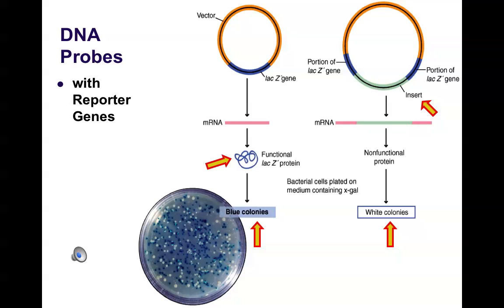So simply looking at the agar plate, we can see the color of the colonies, see easily where we find colonies that will have DNA inserted into the gene, or sort of the reporter gene, that we're looking for. So it's very easy to essentially pick out the colonies we want.